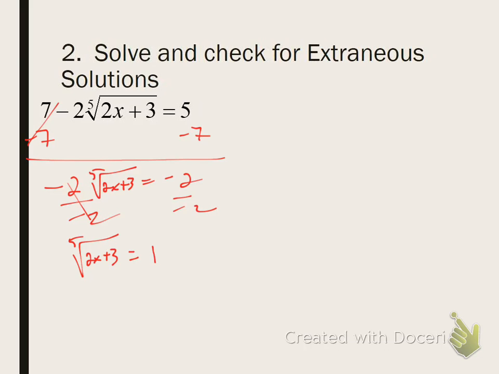Now, we've got the radical by itself. We want to raise this to the 5th power. That way, the 5th power and 5th root eliminate each other. We get 2x plus 3. 1 to the 5th power is just 1. Now we subtract 3 from both sides, divide both sides by 2, and x is negative 1. Okay, now we got to check it, make sure that it's not going to be an extraneous solution.